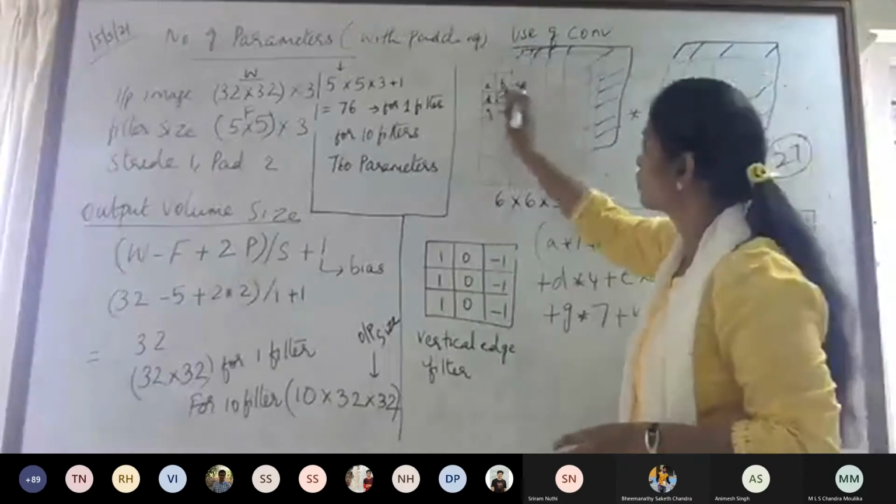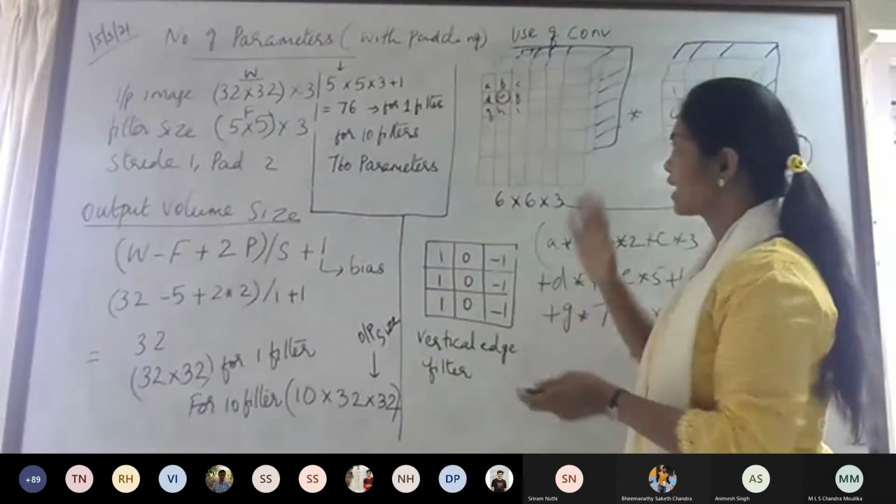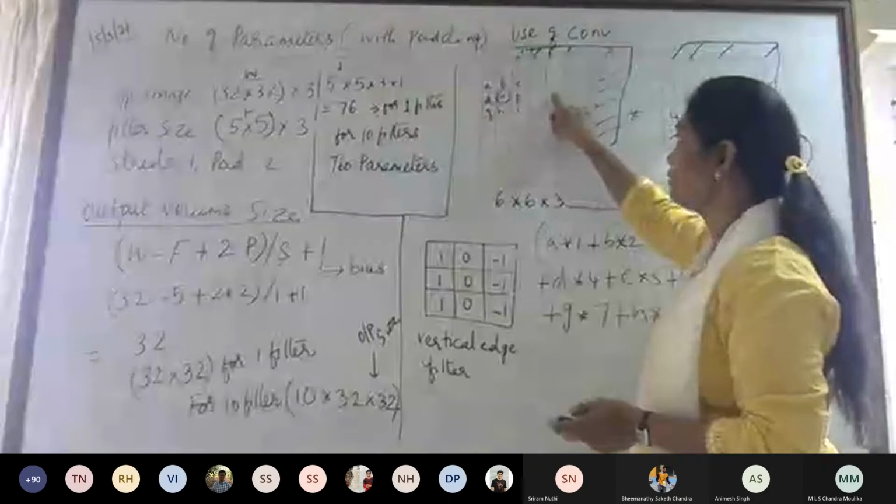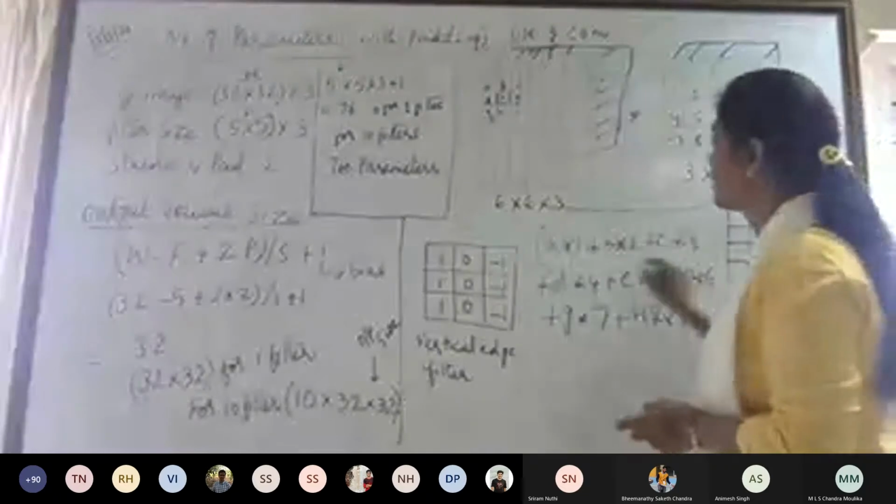So likewise, you will be sliding. The stride is 1. So you will be moving this center pixel 5 here. Then 5 will come here. 5 will come here. Likewise. So you will finally get a 4 cross 4. Okay. And now how this 1 comes, that I will explain.